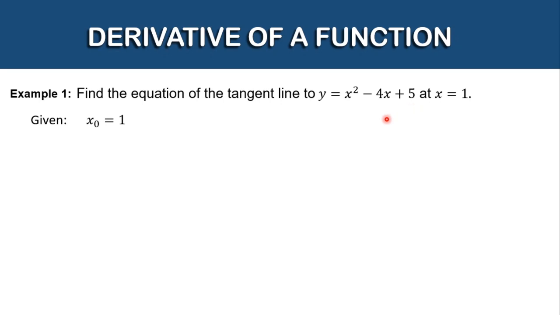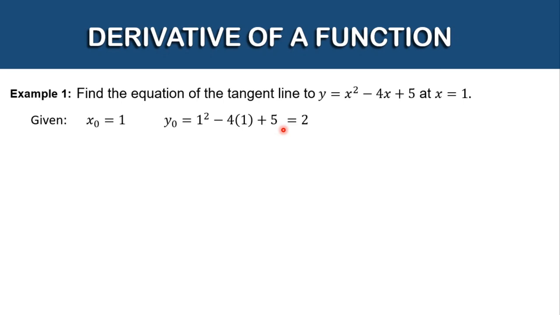So x sub 0 is just the value of x in our given. Then after that, we are going to have y sub 0. To find the value of y sub 0, we just need to substitute the value of x sub 0 to our given equation or function. So we have 1 squared minus 4 times 1 plus 5. So our y sub 0 is equivalent to positive 2.